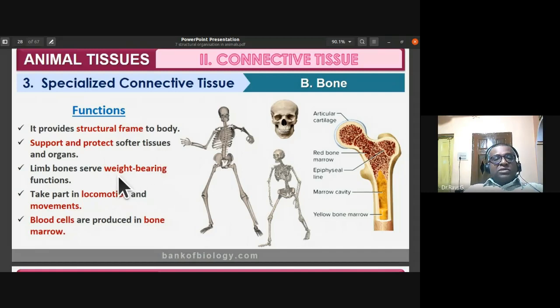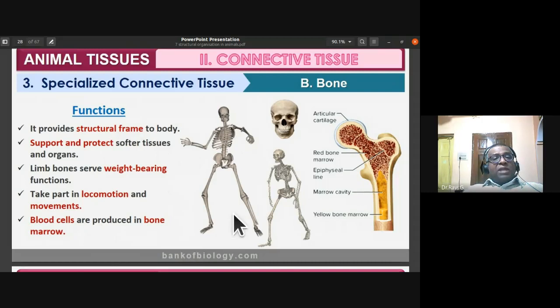The limb bones serve weight bearing functions. So the limb bones can withstand weight. The limb bones also take part in locomotion and movements. The blood cells are produced in bone marrow, not only the RBCs, but even the WBCs are produced within the bone marrow. So bone marrow itself is of two types, red bone marrow and yellow bone marrow.